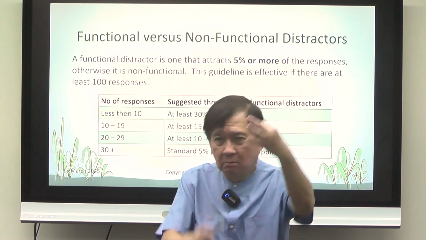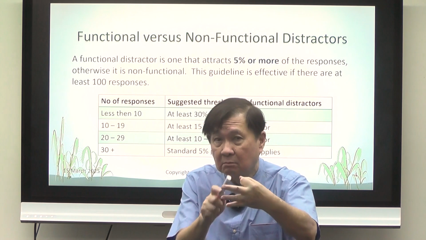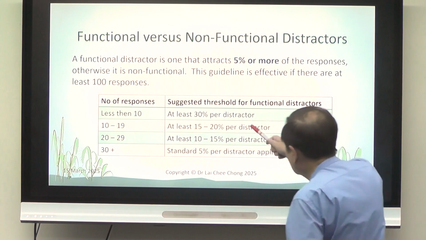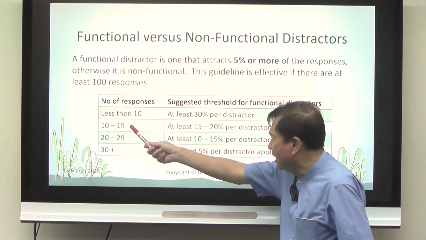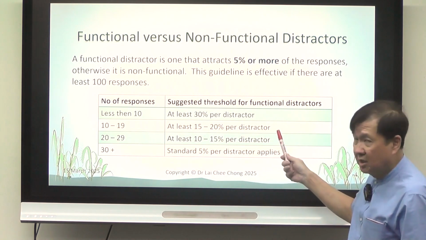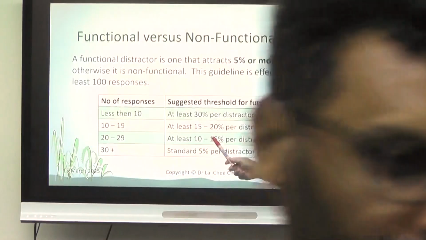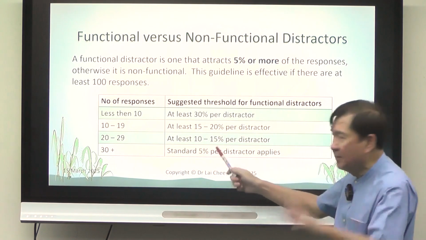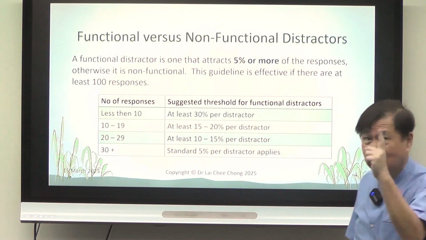An MCQ usually has 1 correct answer and 3 distractors, right? I'm talking about each one of them must be at least 30%. Not only one, each one of them must be 30%. These are per distractor, in other words. If you have about 10 to 19 students, this can be lower, around 15 to 20% per distractor, roughly. If you got about 20 to 29, it can be even lower, 10 to 15%. But if you have a minimum of 30, then yes, you can use the standard 5%. Anything beyond that, 5% is good enough. Per distractor, this is important, per distractor.